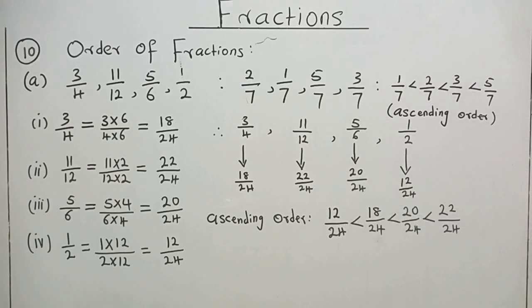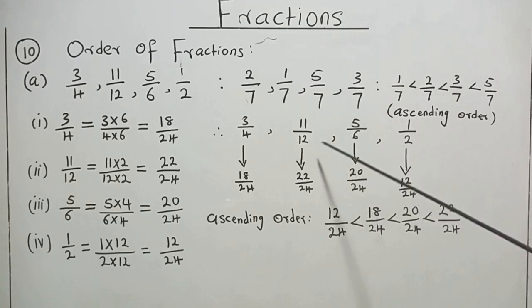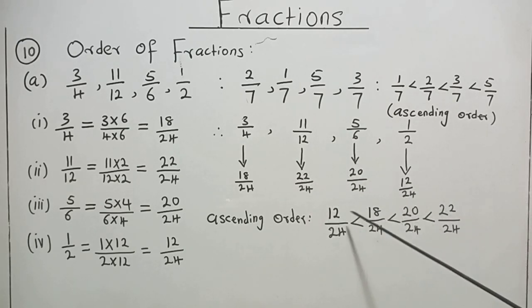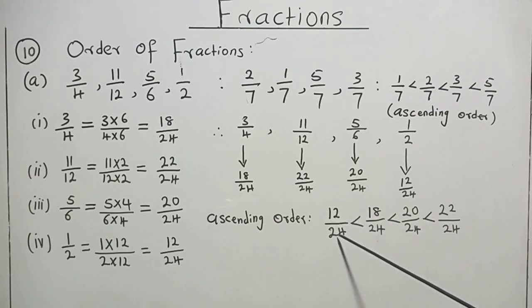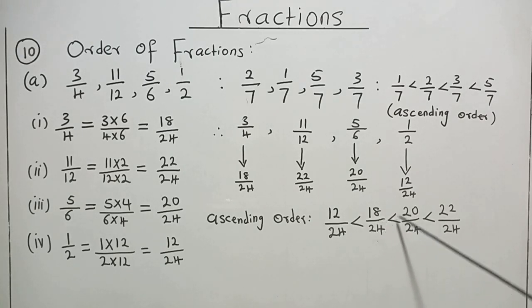Now, behold the ascending order of these 4 fractions. You agree with me that the smallest of these fractions is this one, followed by this, and the highest is this one. That is why, in ascending order, 12 over 24 is the first. It is less than 18 over 24, which in turn is less than 20 over 24, which is in turn less than 22 over 24, which is the highest in this case.